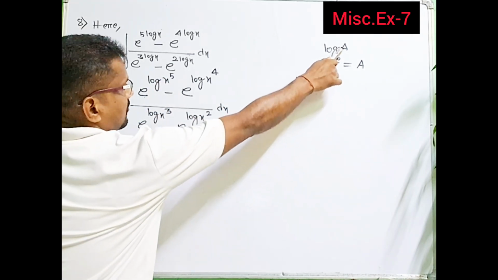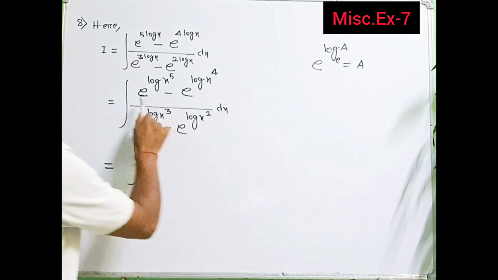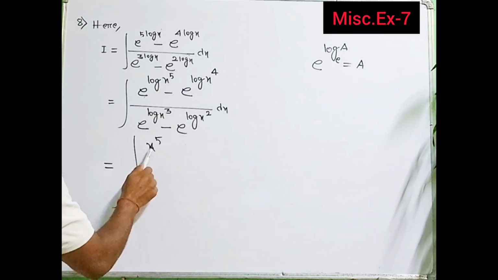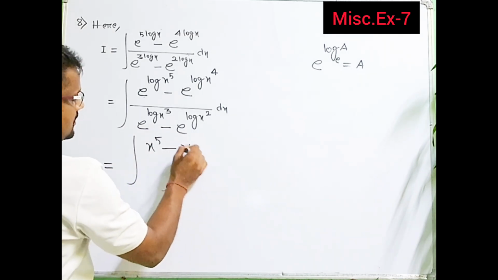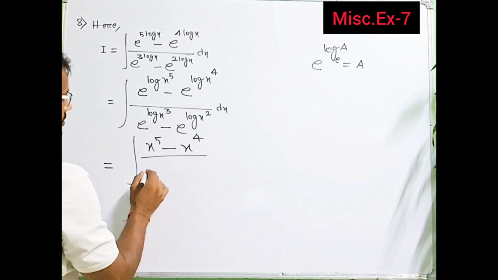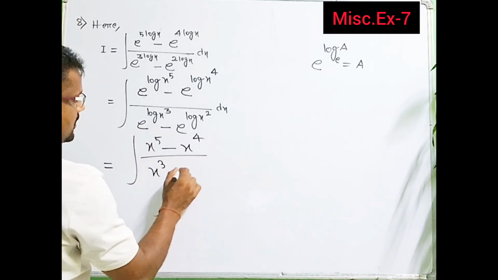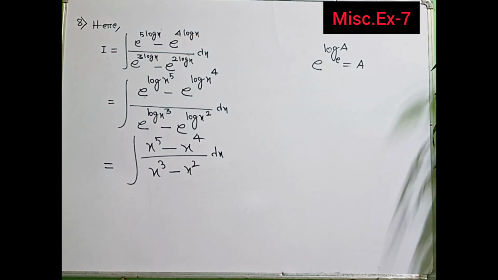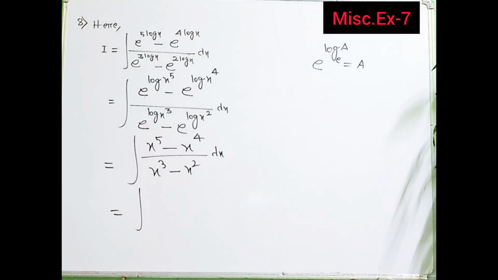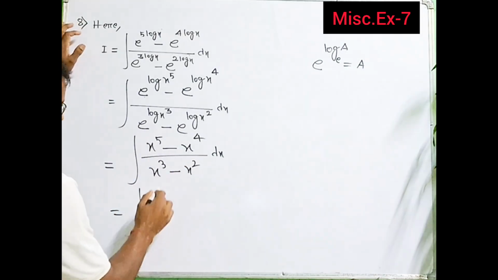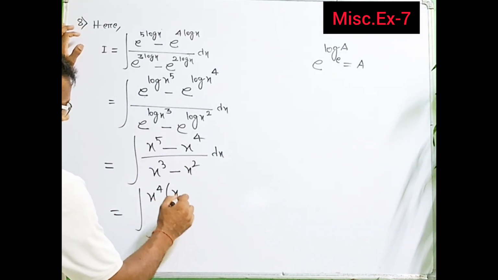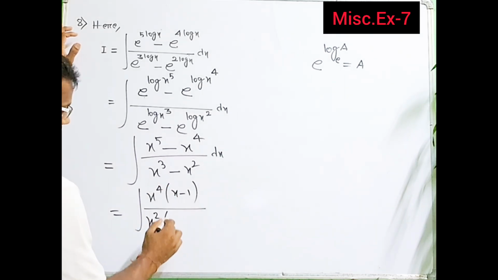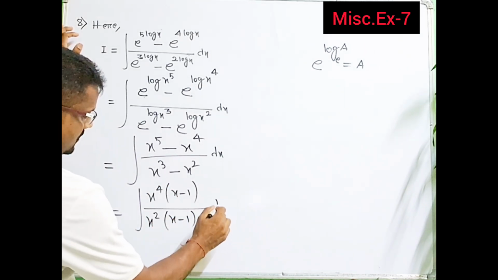e to the power log of a to the base e is directly a. So e to the power log of x to the power 5 to the base e gives x to the power 5. Then minus x to the power 4 by x cube minus x square dx. After that, integration of x to the power 4 common and x minus 1, and here you can take x square common, x minus 1 dx.